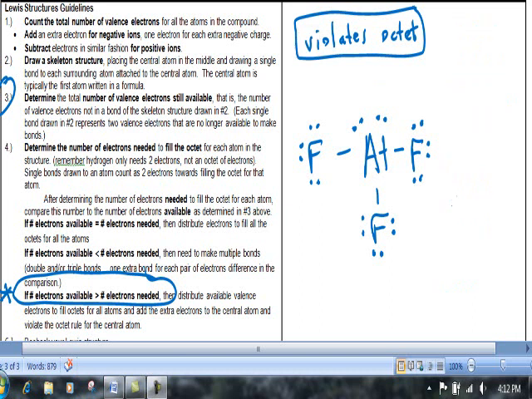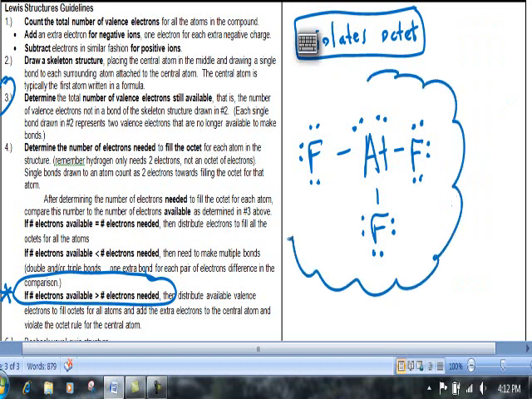So our final version of the structure, once we've placed all valence electrons on the structure and distributed the extras by putting them onto the central atom, this would be our structure for astatine trifluoride.